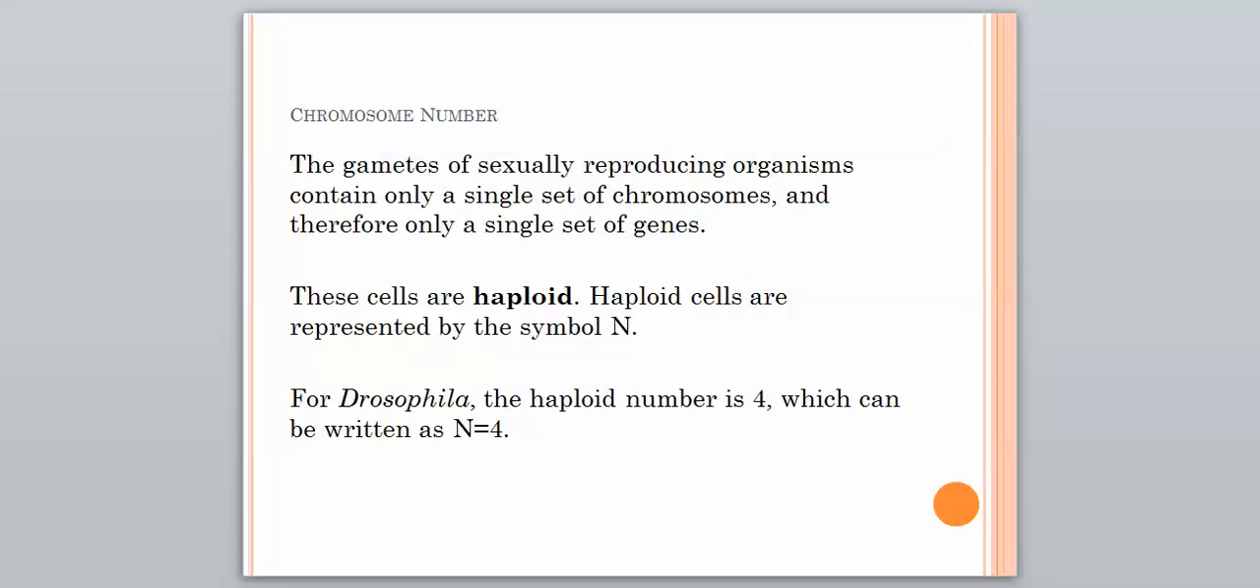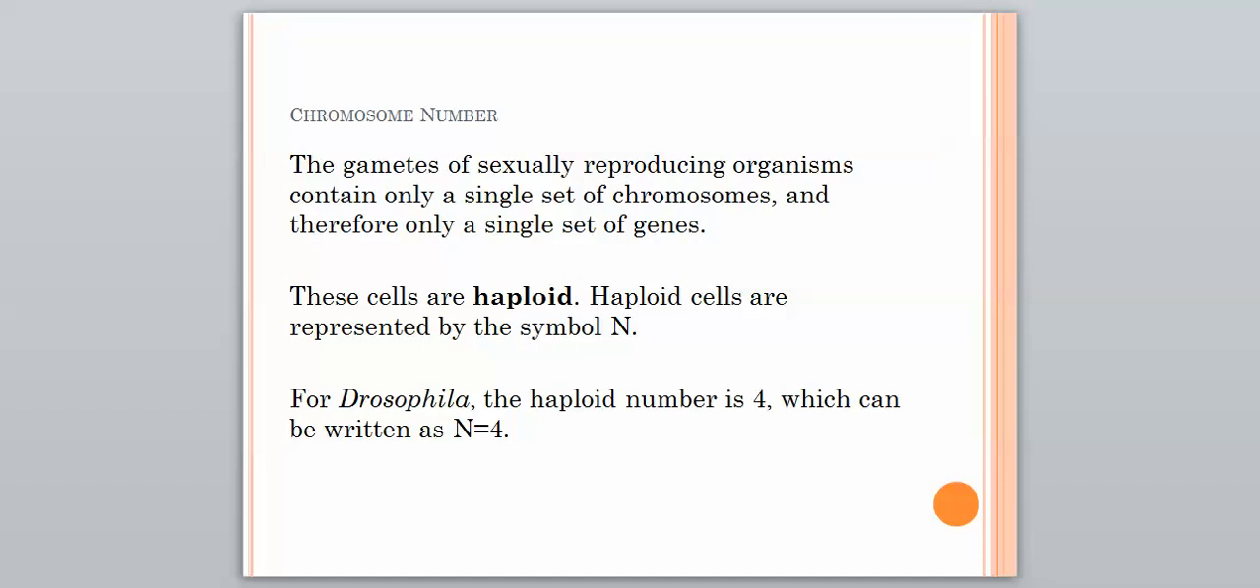And then another term that we need to know, that's kind of the opposite of this, is that when gametes are formed, the gametes of sexually reproducing organisms contain only a single set of chromosomes and therefore only a single set of genes. Whereas in our normal cells we have homologous chromosomes that are matched up together, now in our gametes, in our sperm and in our egg, this kind of goes out the window.